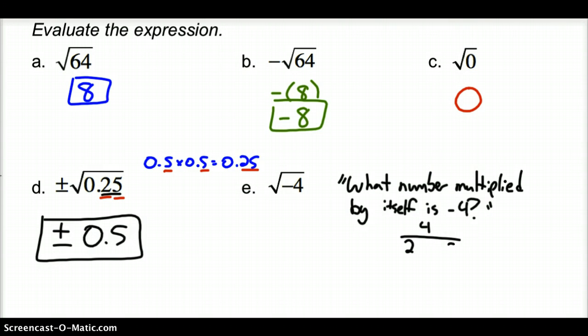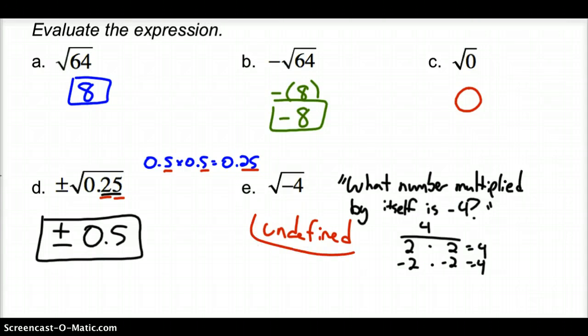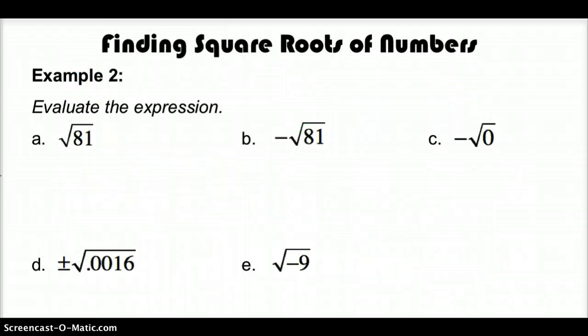Well, 2 times 2 won't work, because that multiplies to positive 4. Negative 2 times negative 2 won't work, because that multiplies to positive 4 as well. So we really can't take a number and multiply it by itself to get a negative number. So the answer for this one is actually undefined. We can't actually do that. We can't take the square root of a negative number. Now in Algebra 2, we'll talk about a specific rule where we can, but not yet in Algebra 1. We'll look at a couple other examples here.